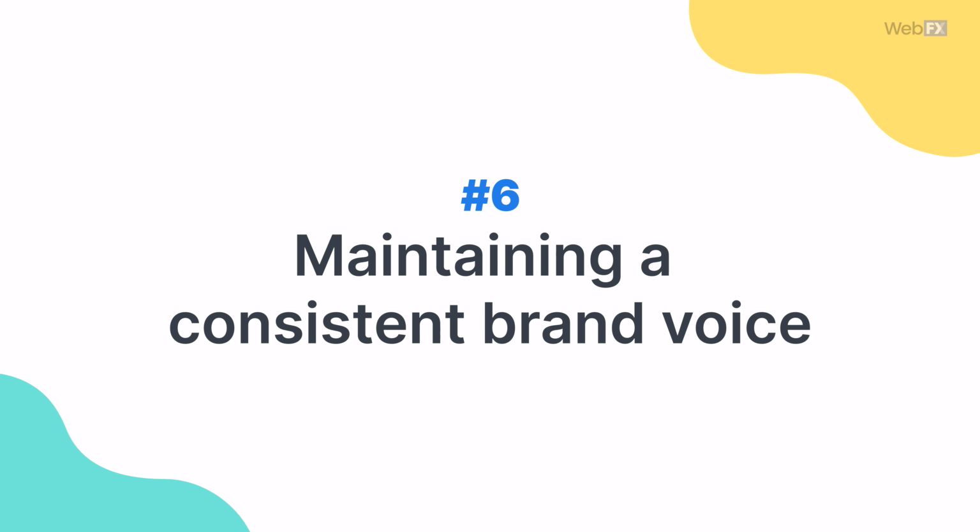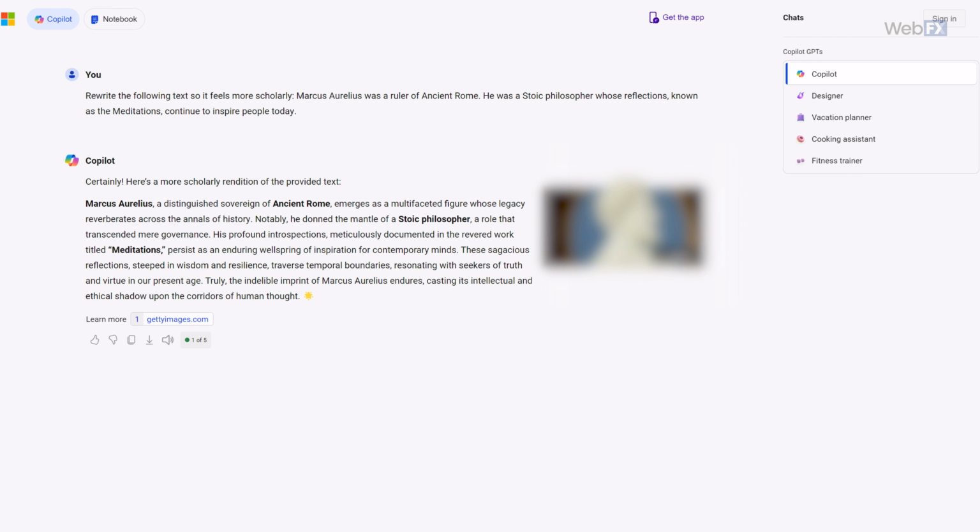Number 6, maintaining a consistent brand voice. You can tell tools to write in a casual tone, a formal one, a humorous one, and plenty more. Specifically, though, you can teach your AI tool to replicate your company's unique brand voice. That means you can create marketing materials that use just the right style and voice to reach your target audience.